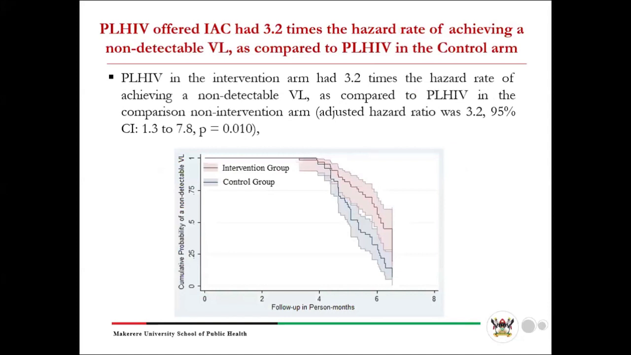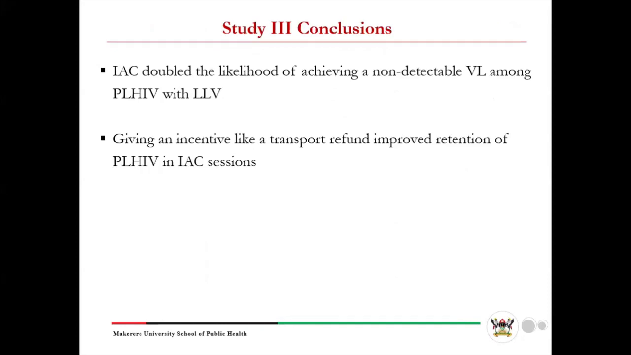People living with HIV in the intervention group had 3.2 times the hazard rate of achieving an undetectable viral load. And the main conclusions from this study indicated that intensive adherence counseling doubled the likelihood of achieving an undetectable viral load among people living with HIV having low-level viremia.